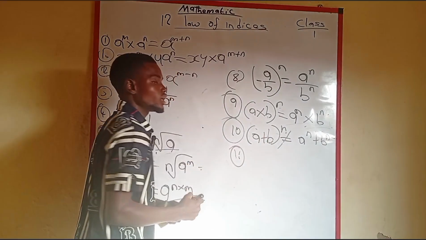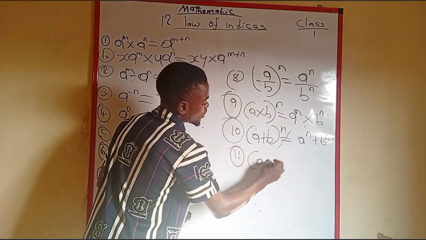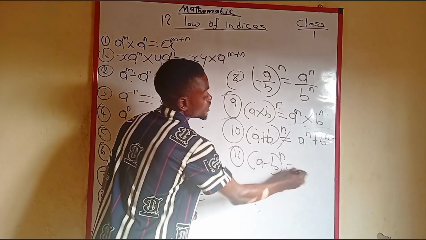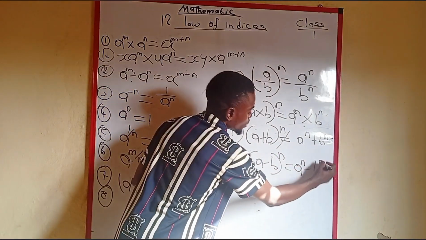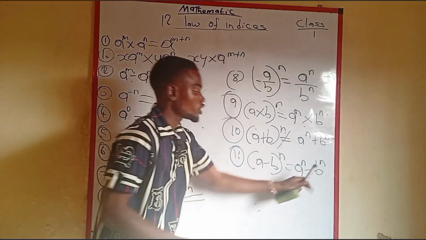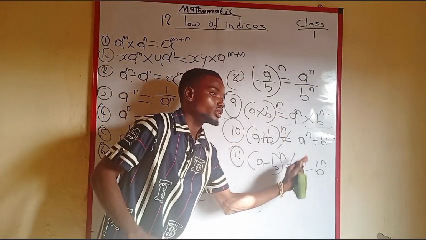Now the 11th rule says that if I have A minus B all to the power n, this is also not equal to A to the power n minus B to the power n. If you do it like this, you're going to fail. So it is not equal to this.